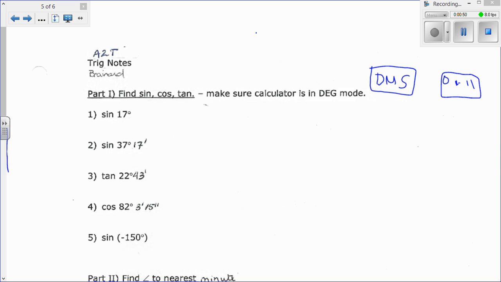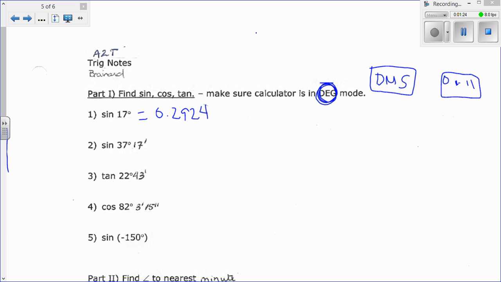The one thing we need to be careful about is to make sure that our calculator is in degree mode. If it's not in degree mode, then all of your answers are going to be wrong. The graphing calculator's default mode is radians, not degrees. So if you don't change your mode to degrees, you're going to get every answer incorrect. If I were to type in the sine of 17 degrees, I would get 0.2924.